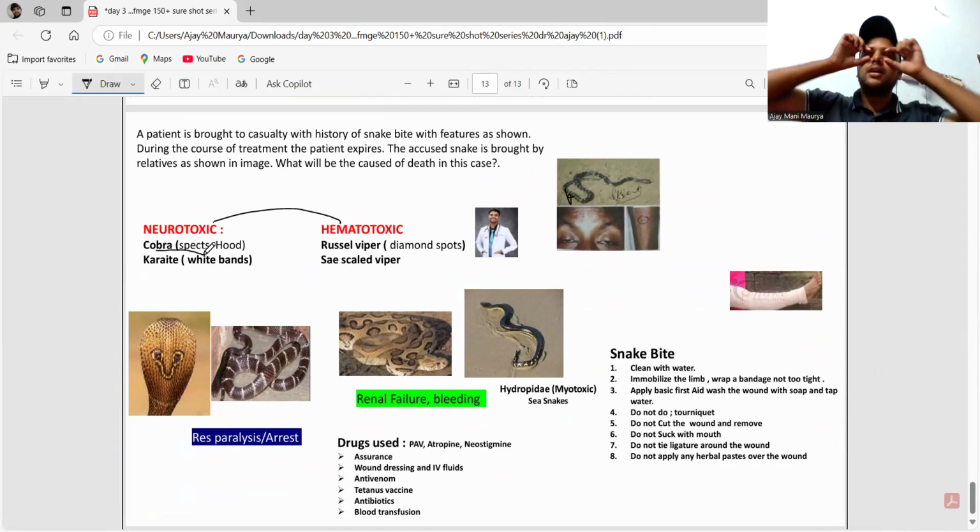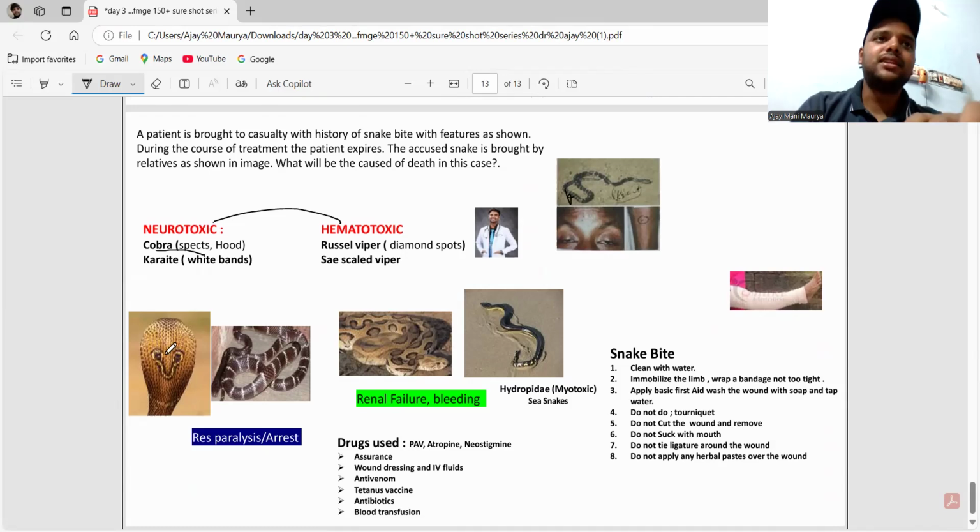See, cobra has specs, okay? The specs, they have the hood also. The hooded specs cobra. Okay, all kings, normal people can wear specs. There is a mnemonic, but kings never wear specs. Krait has white bands; they are the neurotoxics. Remember, what is the cause of death in neurotoxic? There is respiratory paralysis or arrest.